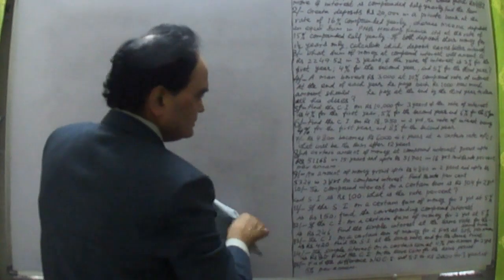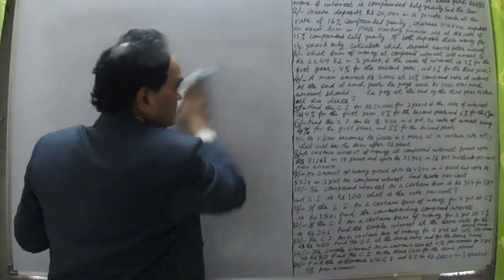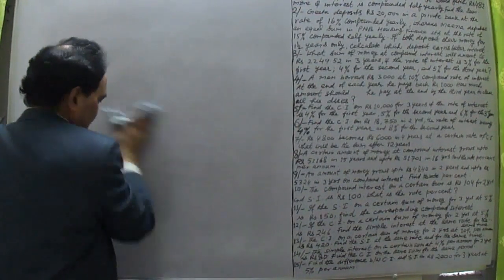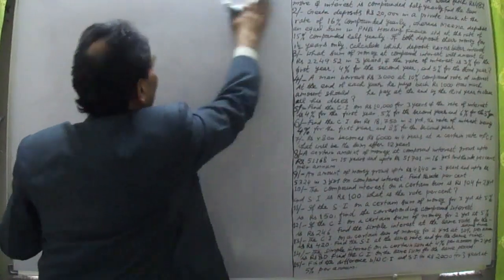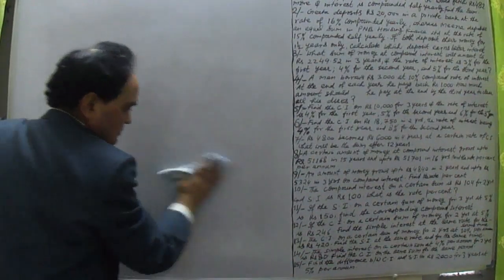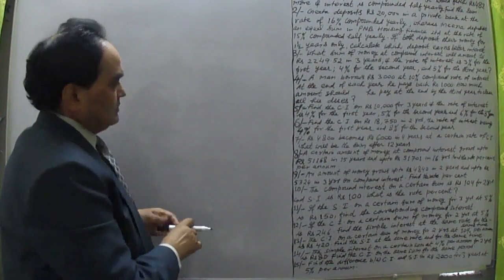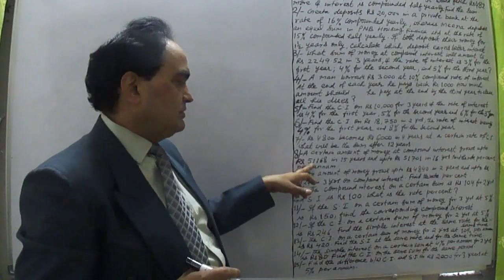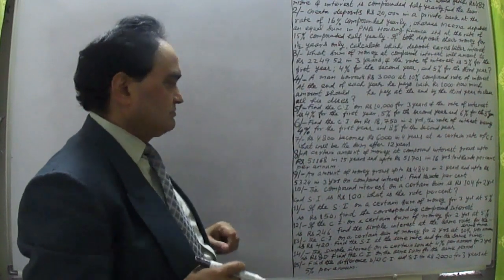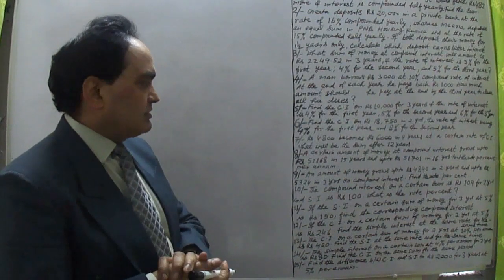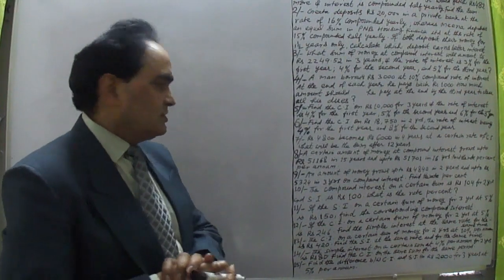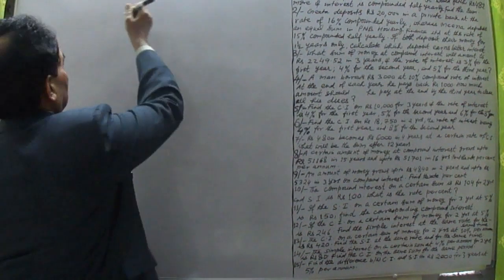Now it says that a certain amount of money at compound interest grows up to rupees 51,168 in 15 years, and up to rupees 51,701 in 16 years. Find the rate percent per annum. Alright, let us take question 8.